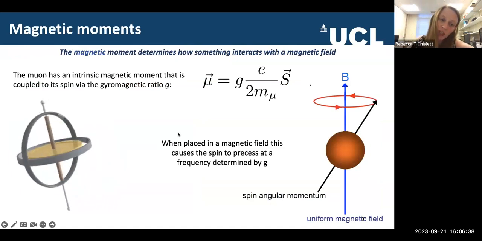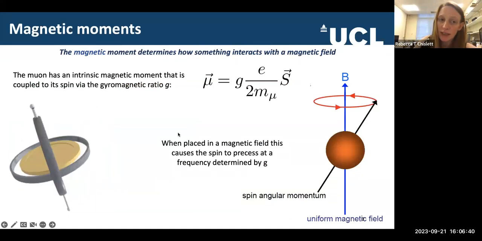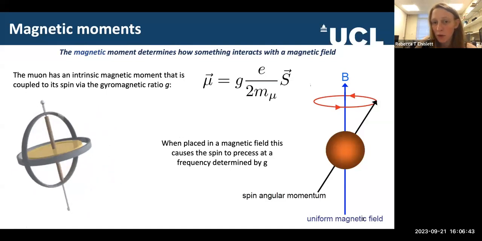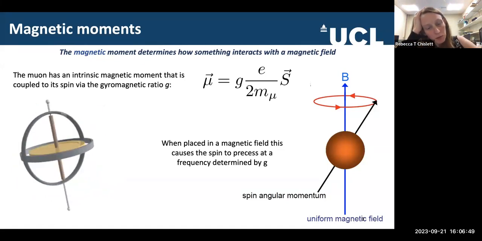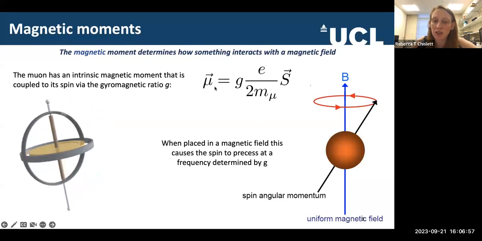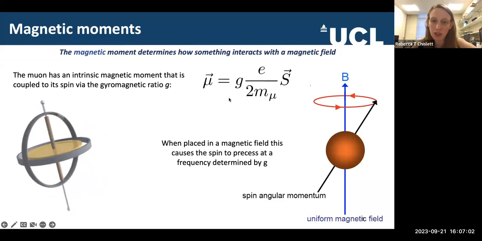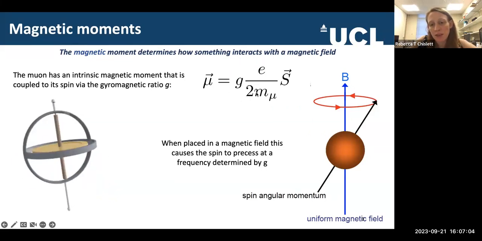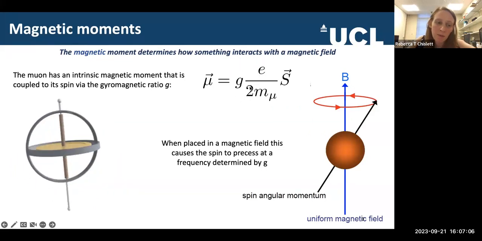So what we're trying to measure to high precision is the magnetic moment of a muon. So all particles have an intrinsic magnetic moment, which basically determines how the particle interacts with the magnetic field. And the strength of this interaction is determined by this factor G, which is known as the gyromagnetic ratio. So this is essentially what we're trying to measure.